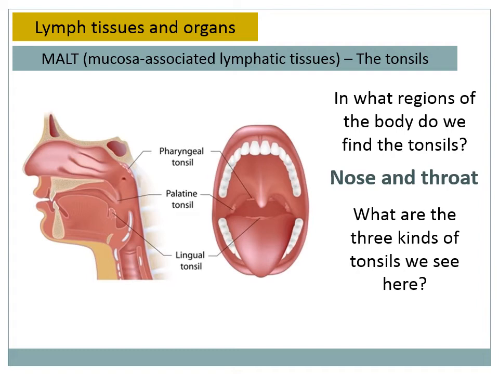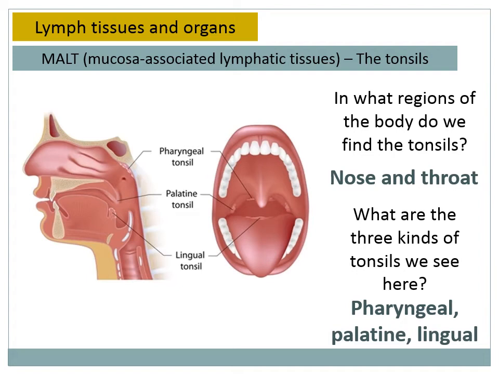Pharyngeal means throat, if you remember that from the glossopharyngeal nerve. So pharyngeal, we're talking about the throat. Palatine tonsil is talking about your palate. If you look here at your soft palate, you find your palatine tonsil. Lingual means tongue, so you find one on your tongue. The three kinds of tonsils we have are pharyngeal, palatine, and lingual. You want to make sure you know where those are located.